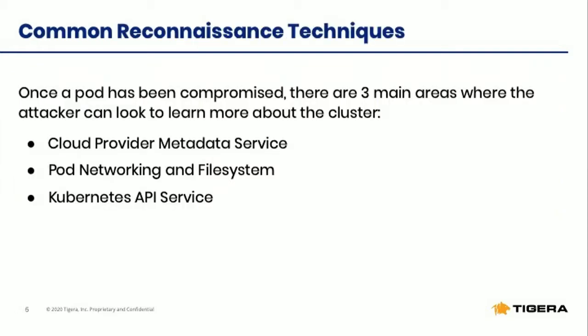So the most common areas that the attacker would use to look for more information about the cluster are, first, the cluster provider's API metadata service. Next is the pod networking and file system, which is talking about the image that's actually running the pod. And lastly, the Kubernetes API service.